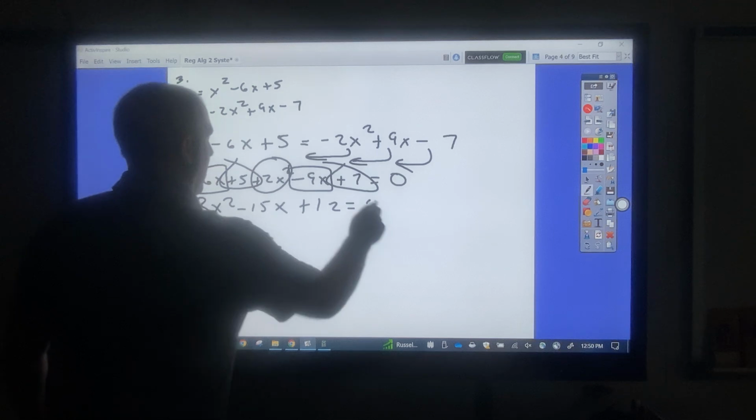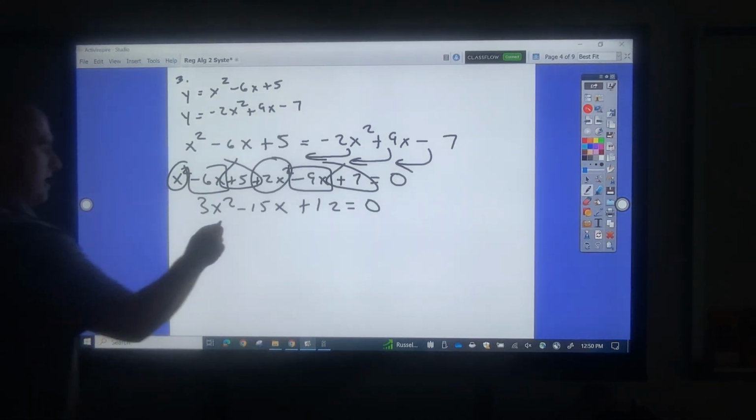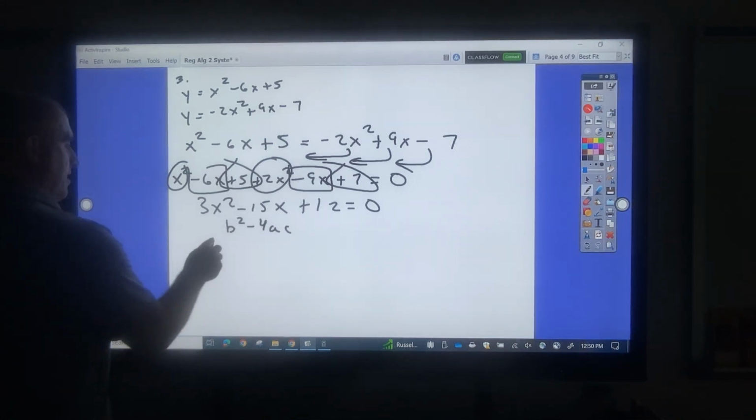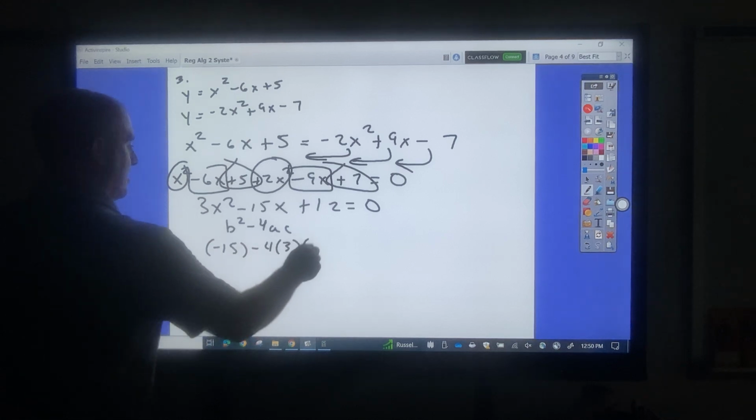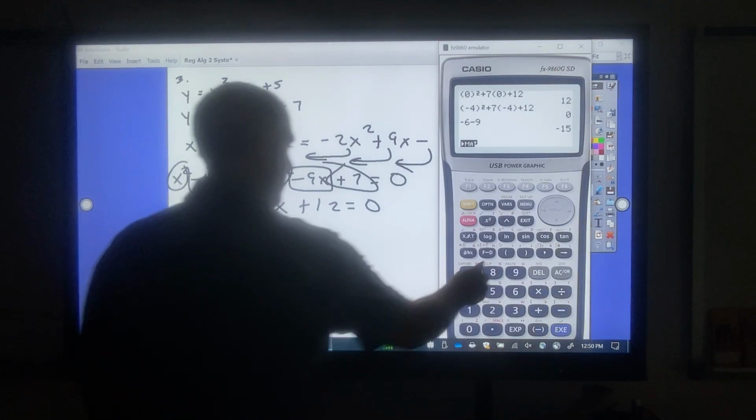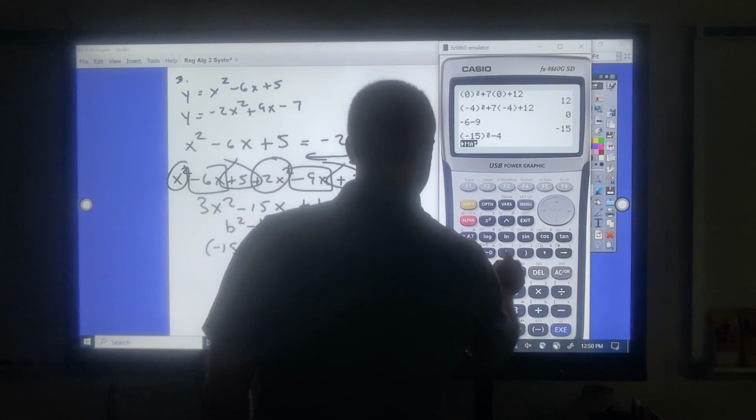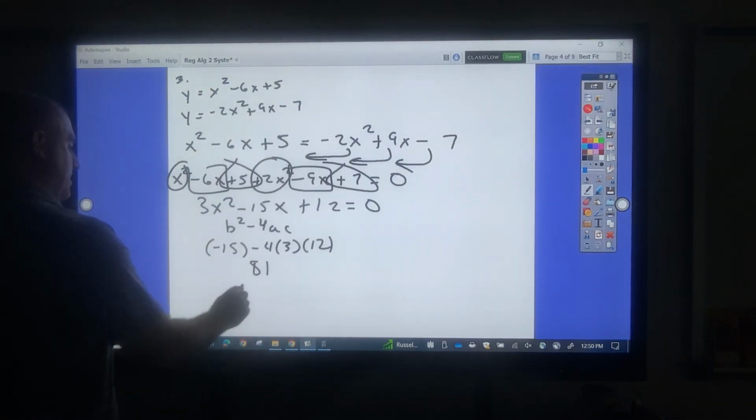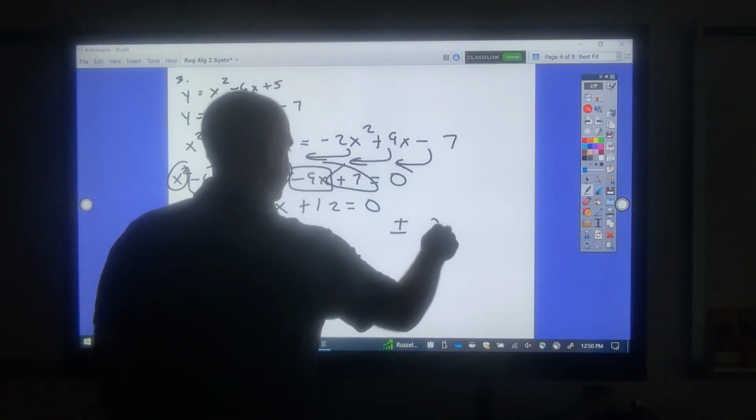Now, I see all those numbers there, so I'm doing the quadratic formula. How do we do the quadratic formula? B squared minus 4ac, where that's the B, that's the A, that's the C. That's what we did last unit. Negative 15 squared minus 4 times 3 times 12. Now I got 81. I'm going to take the square root of 81, which would just be 9. So plus and minus 9.